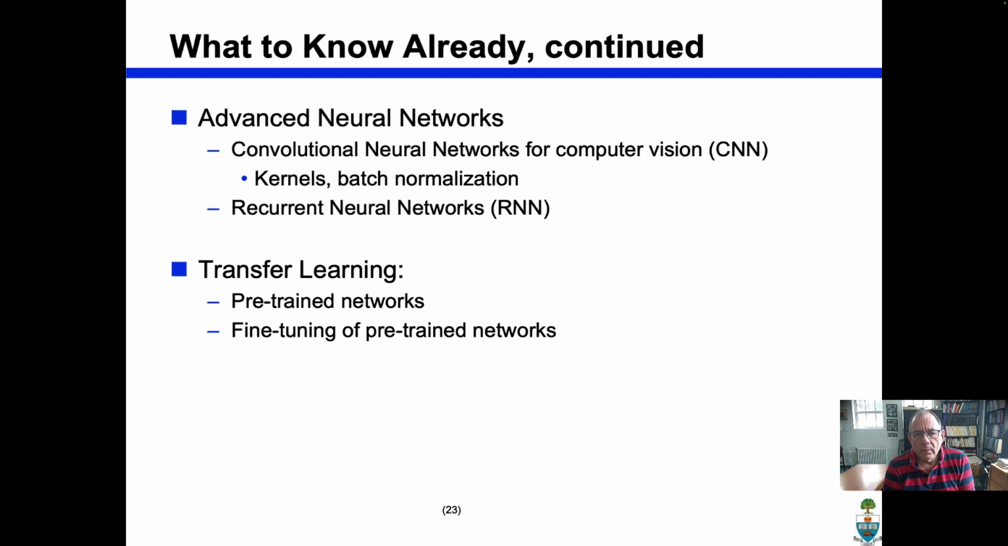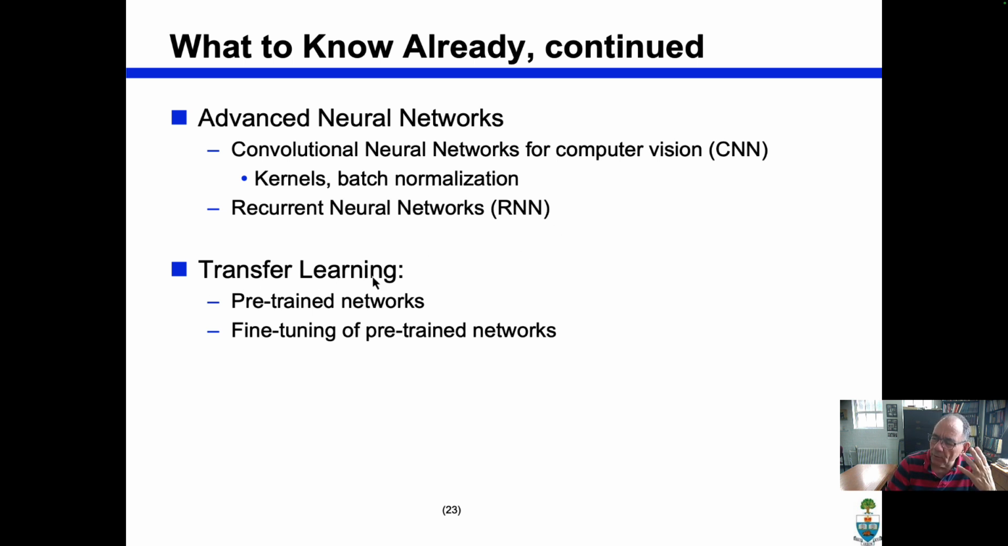You should know something about advanced neural networks like convolutional neural networks for computer vision, CNNs. We're going to leverage that in assignment 2 in this course. It means you've got to know what a kernel is, what batch normalization is. It's good to have some knowledge of a recurrent neural network, although we won't touch much on them in this course.